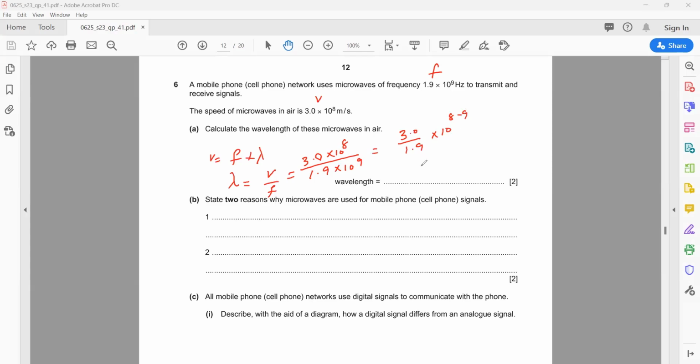So if you calculate it, the answer is 3.0 divided by 1.9 times 10^-1, so the answer will be 0.1578, something like that. And the wavelength should be in meters, and it is small.